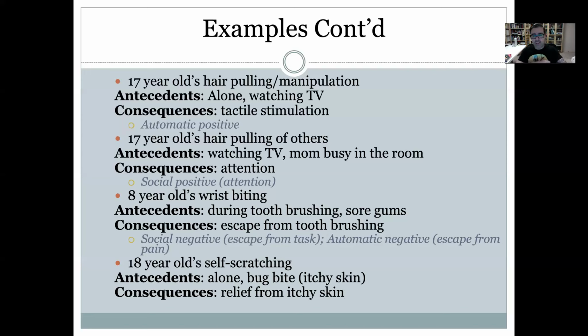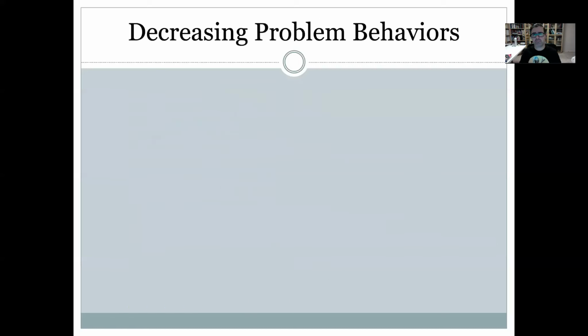An 18-year-old self-scratching. The kid, or individual, is alone, there's a bug bite, and then relief from the itchy skin. We talked about this already. This will be escape, right? So you're escaping from the pain or the itch. And because the individual is alone, no one is around, it will be automatic negative reinforcement.